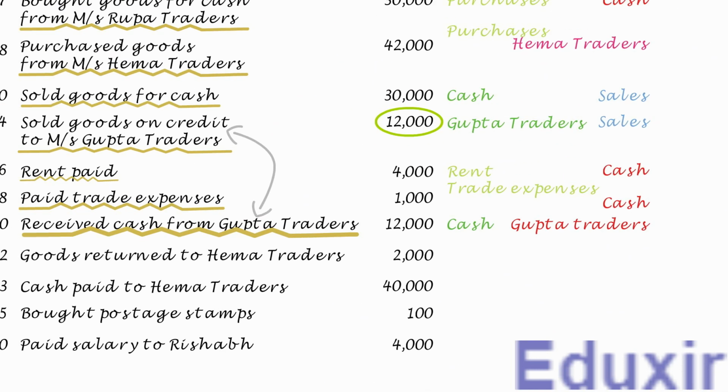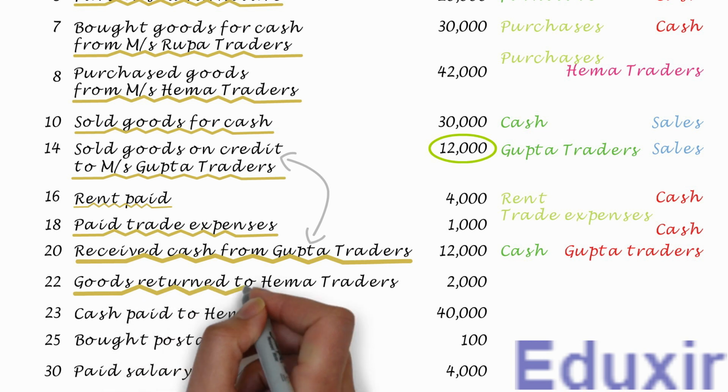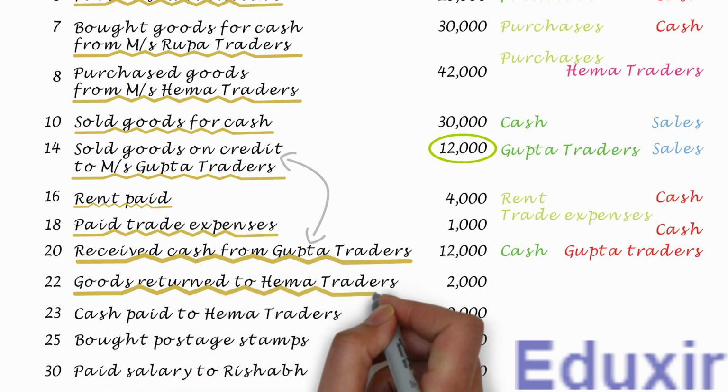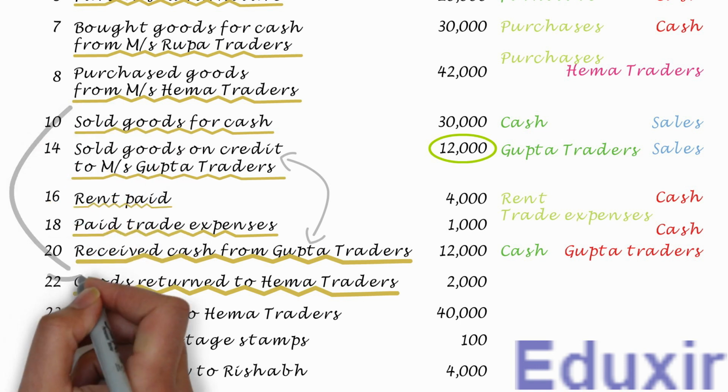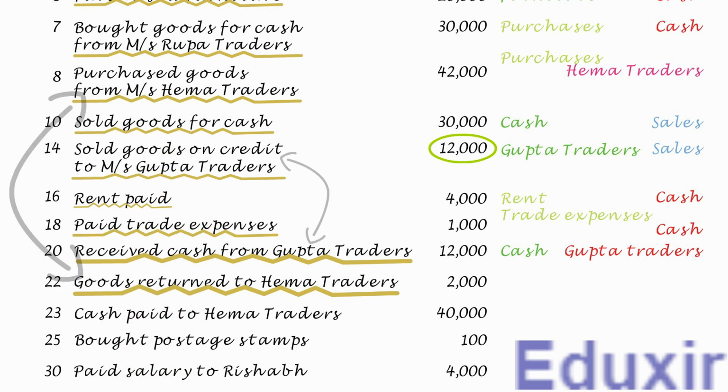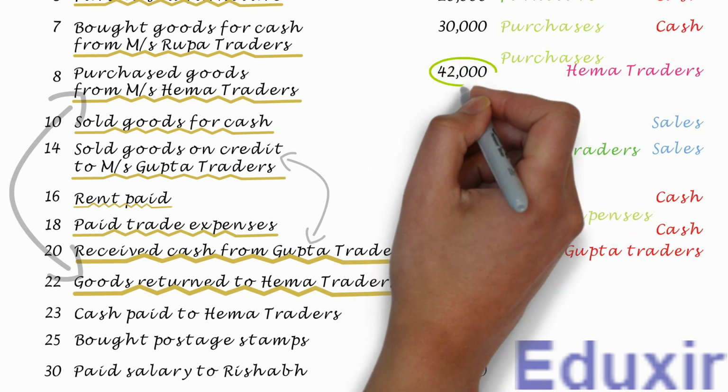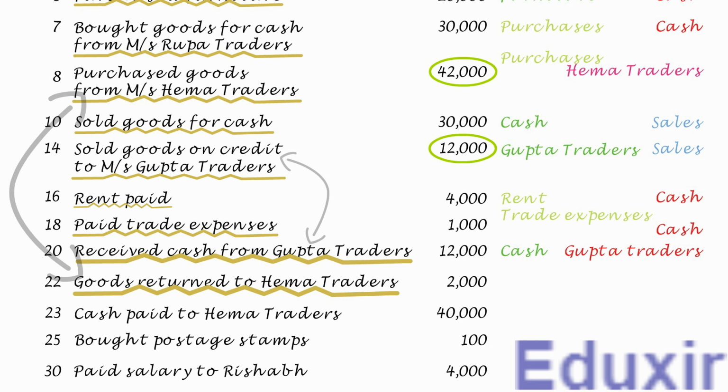In this transaction, the business has returned back goods worth 2000 rupees to the supplier Hema Traders. Note that this transaction is related to the transaction done on 8th August, wherein the business has purchased goods worth 42,000 rupees from the supplier Hema Traders. The business is now returning 2000 rupees worth of those goods.